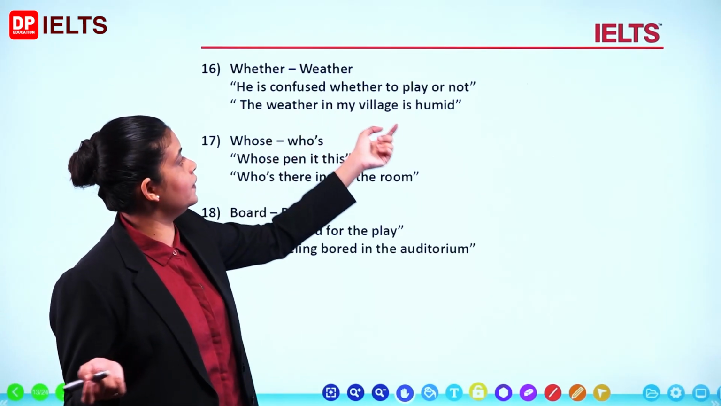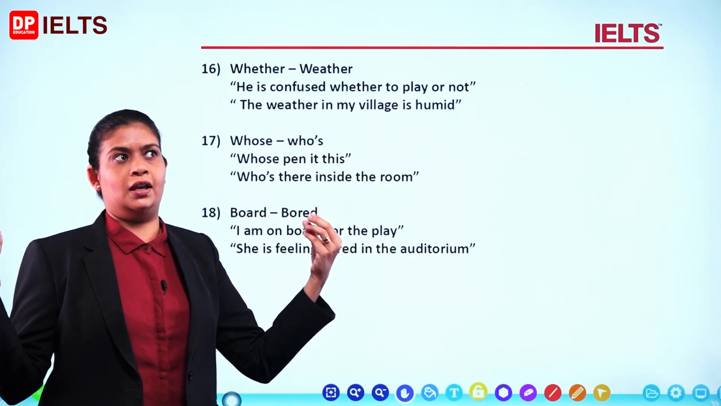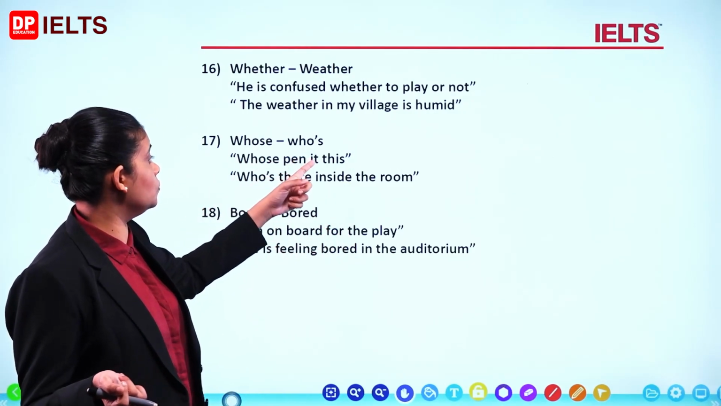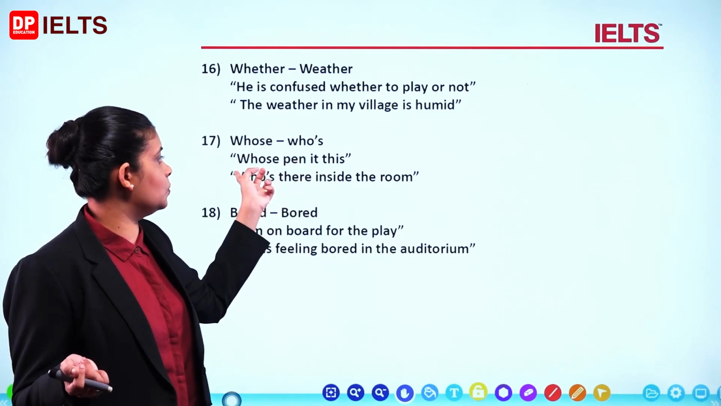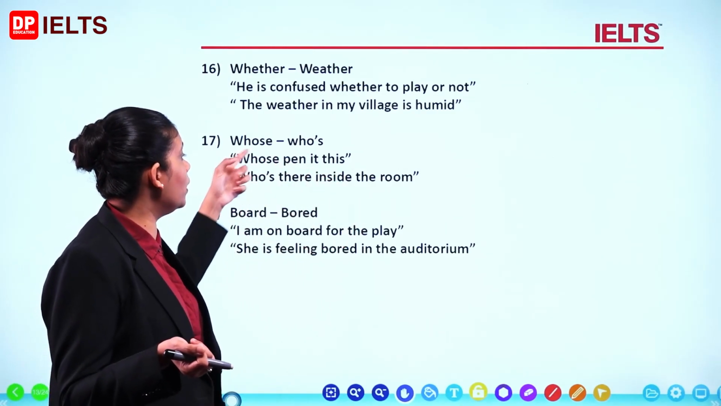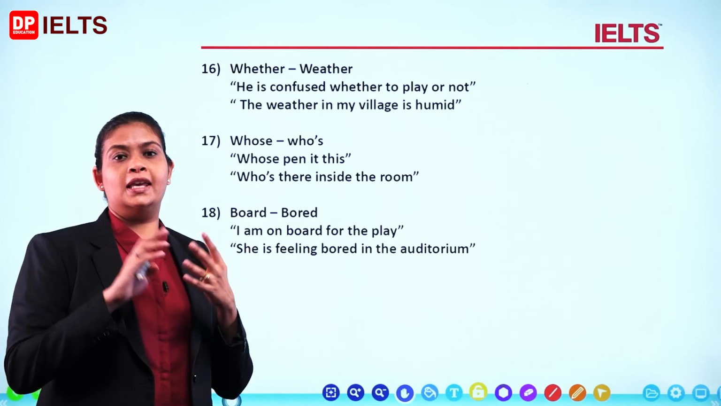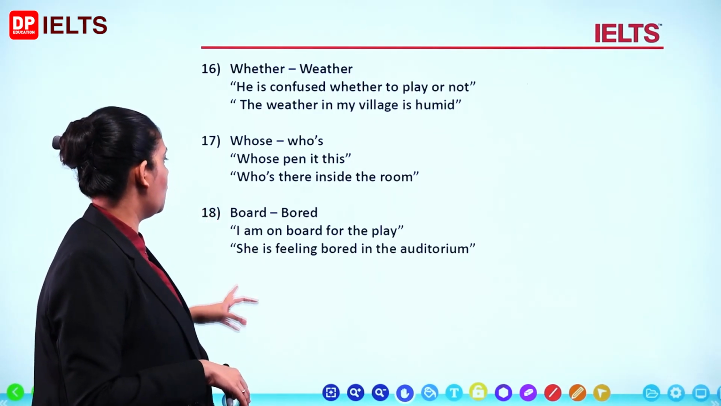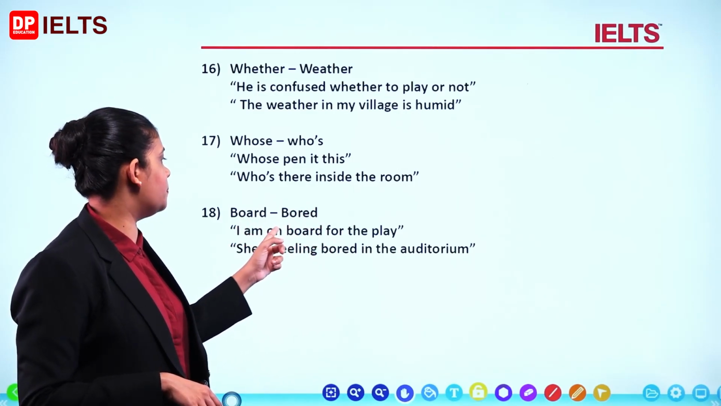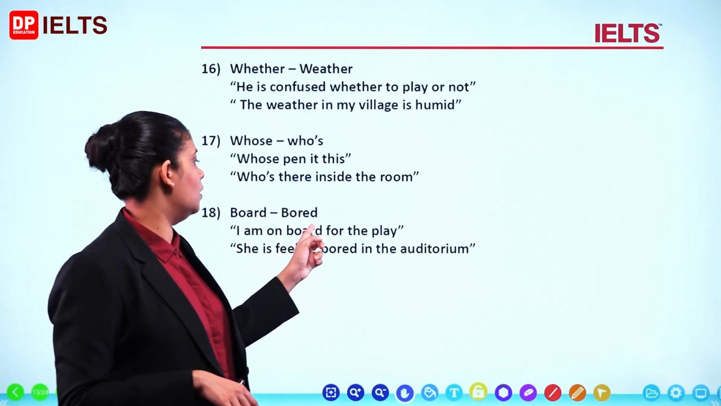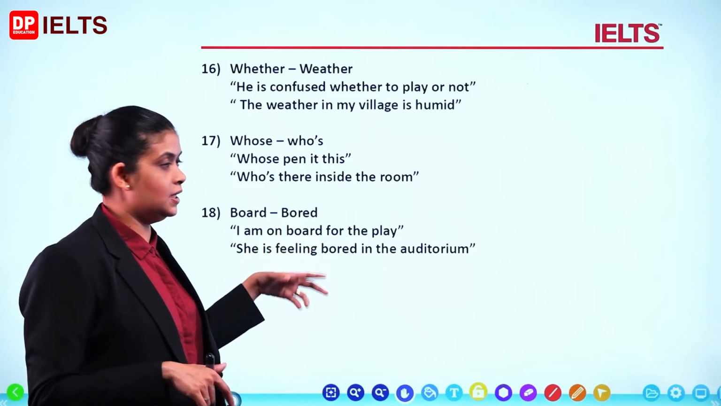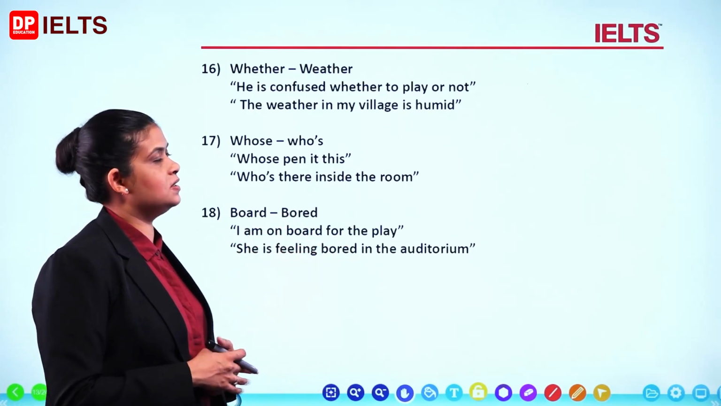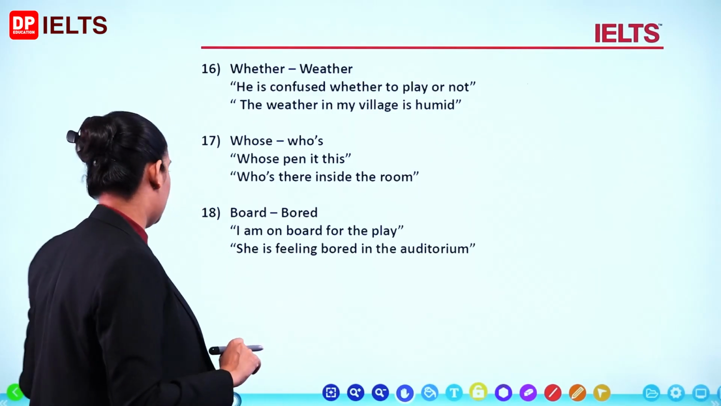He's confused whether to play or not, Desire, should I do this? Should I not do that, right? Whose? Whose pen is this? Who does it belong to? Who is? So this one is who is. You're asking the person, okay? Board. This board, okay, I'm on board for the play. Board means where you have a board of directors, okay, board. This board is like you're really lazy, okay?